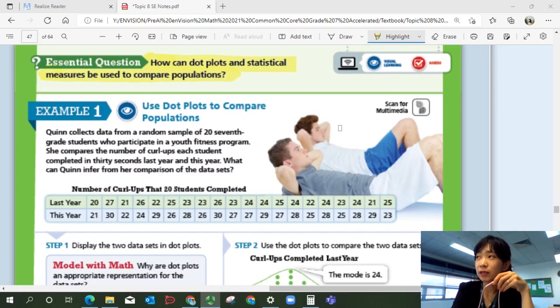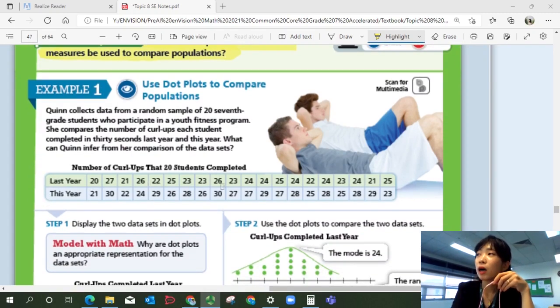Quinn collects data from a random sample of 20 7th grade students who participate in a youth fitness program. She compares the number of curl-ups each student completed in 30 seconds last year and this year. What can Quinn infer from her comparison of the data sets? So last year's data is on top, this year is on the bottom, and she got the data for 20 students, right? So then there are some improvements, there are some non-improvements.